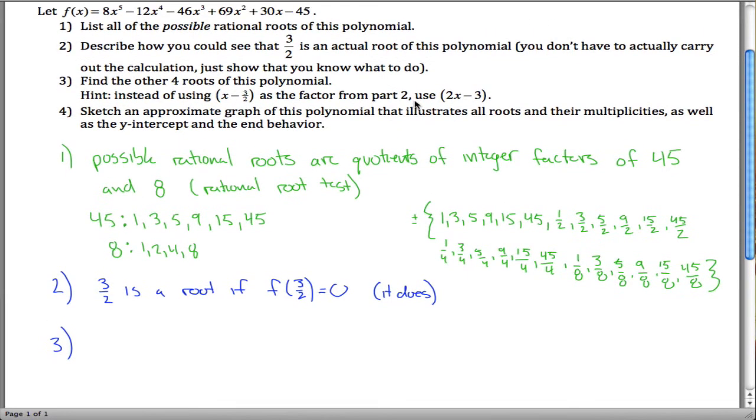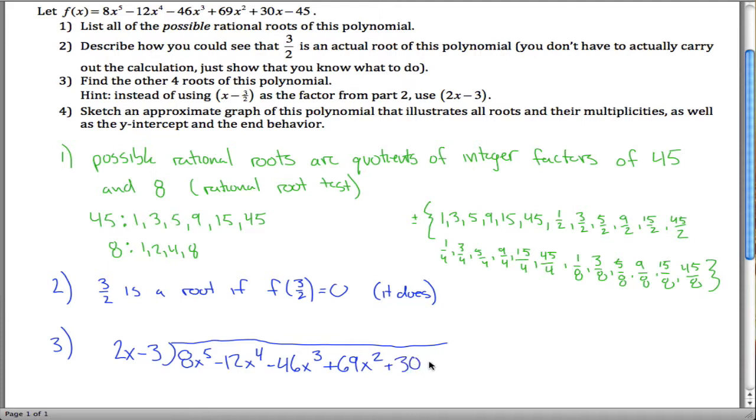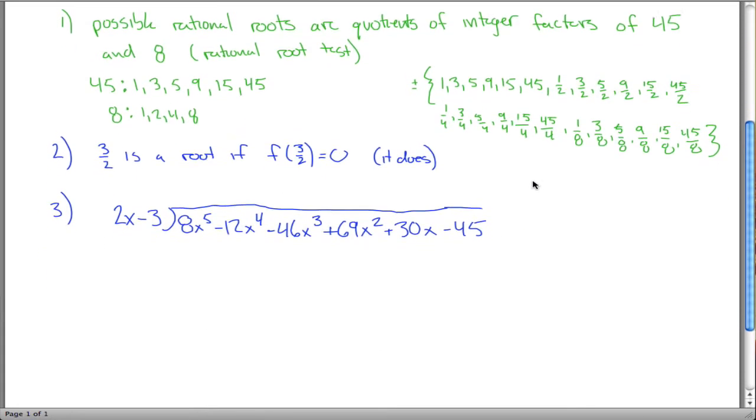So what I'm saying is when you do polynomial long division, instead of doing x minus 3 halves divided into 8x to the 5th, minus 12x to the 4th, minus 46x cubed plus 69x squared plus 30x, and yes, I'm complaining about a problem that I made, minus 45. Instead of dividing it by x minus 3 halves, divide it by 2x minus 3. It'll work out easier. You won't have to deal with fractions.